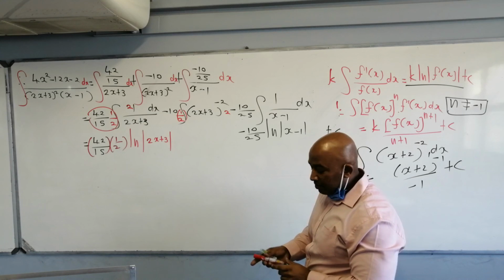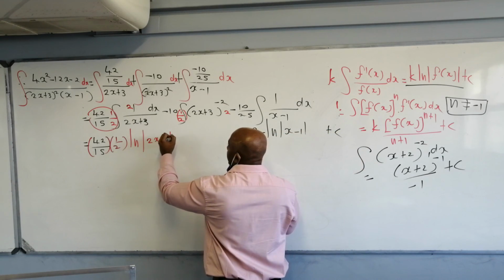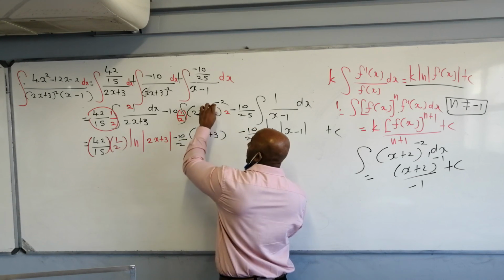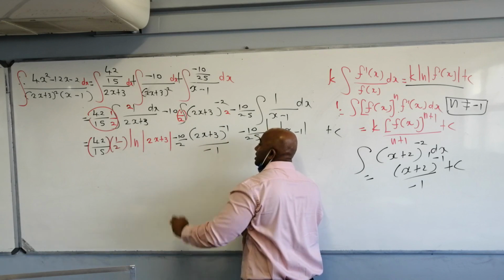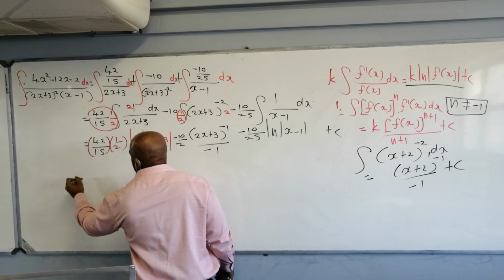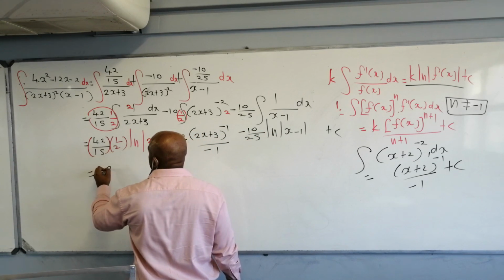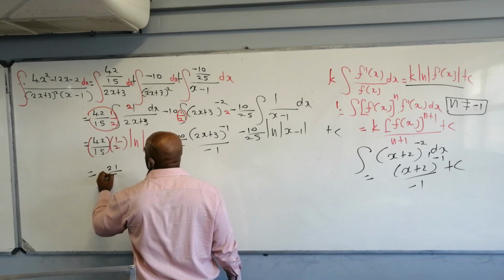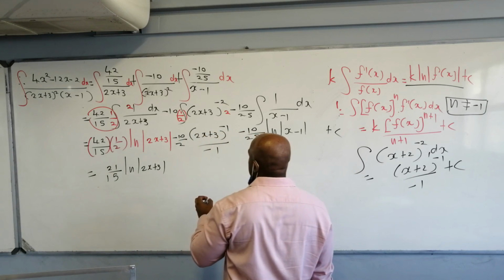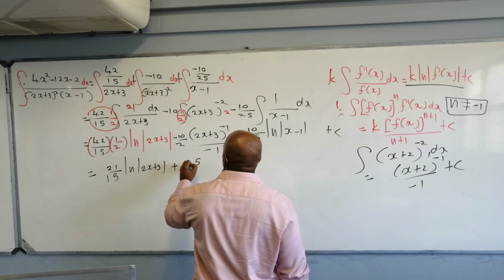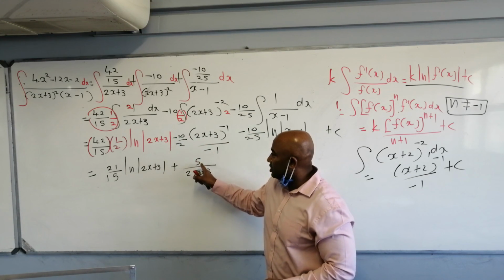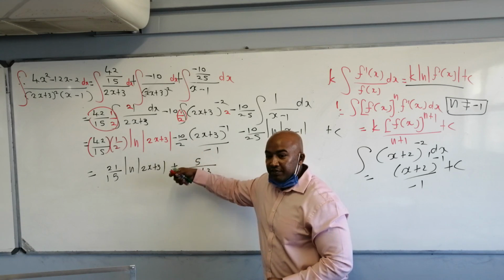You're clear with that? Right, so now this is going to be minus 10 over 2, and then you're going to go 2x plus 3, minus 2 plus 1 is minus 1, over minus 1, we're done. That's our integration. Now I'm just going to simplify my answer. So this is going to be 42 there, that's going to be 21 over 15 ln of 2x plus 3, and this is going to be plus 5 all over 2x plus 3. I'm just taking this to the bottom. 10 divided by 2 is 5. Negative divided by negative, positive.